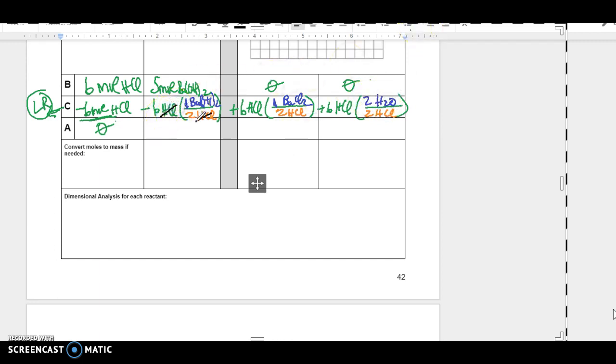So the HCl's are going to cancel. So -6 times a half is -3. If I started with 5 moles and I changed by -3, I'm going to be left with 2 moles of Ba(OH)2. And when you look up here at your graph, you can see that that was the same thing.